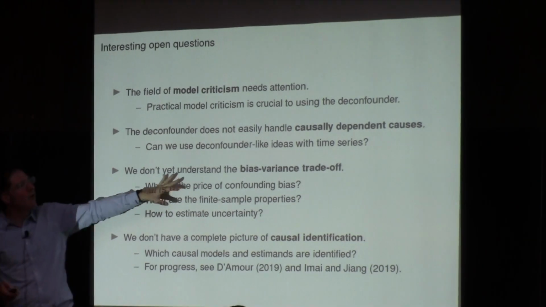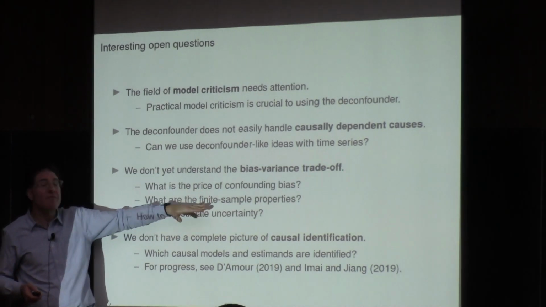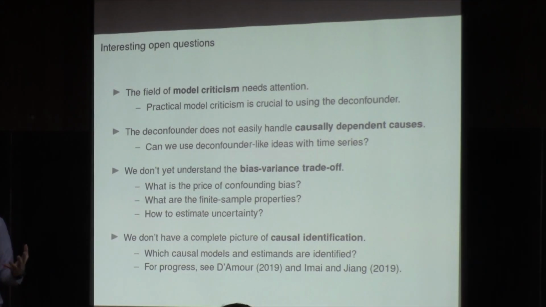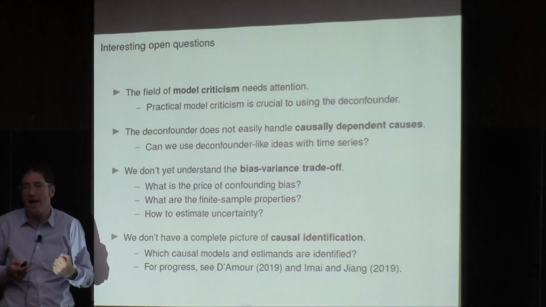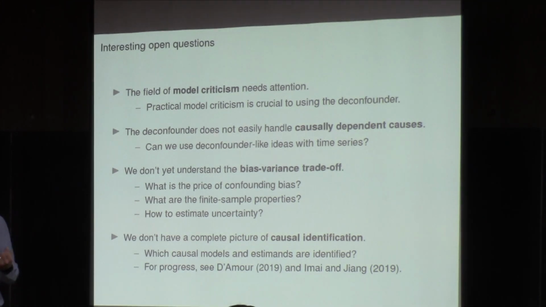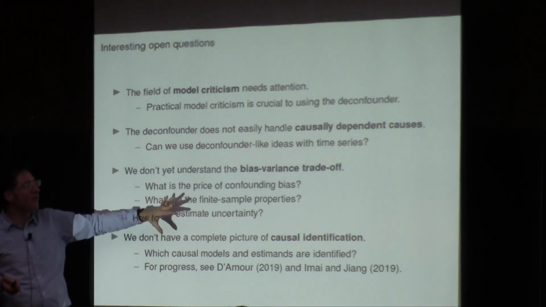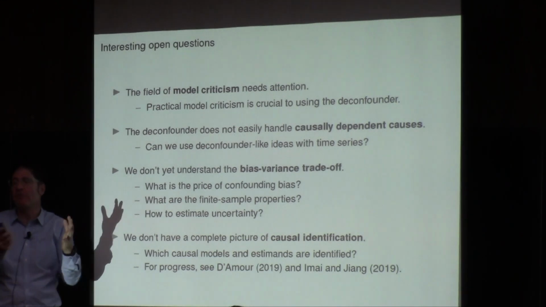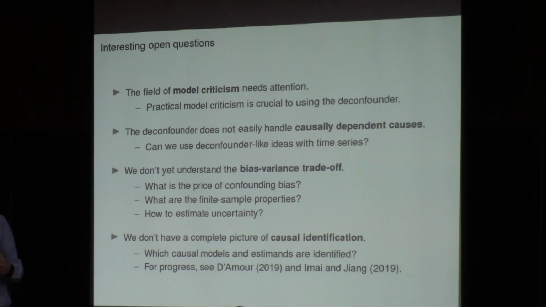Third, theoretically, we don't understand this bias-variance trade-off. So the price of confounding bias and the finite sample properties. I showed you these identification theorems, but the finite sample properties are not understood. In other words, how much do we pay when we fit a factor model to estimate a substitute confounder? That relates also to choosing the number of components in your factor model. You want to somehow choose the minimum number of components that still fits the data well, but you want to minimize that number because the more components you choose, the more variance you're going to incur in your downstream causal estimate. But making that intuition rigorous is an open problem.